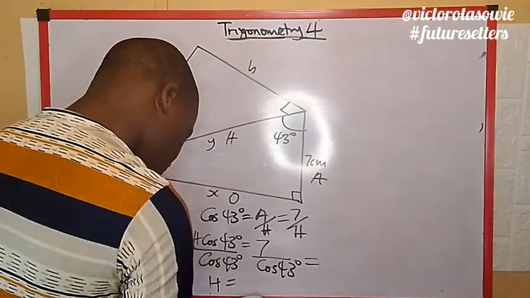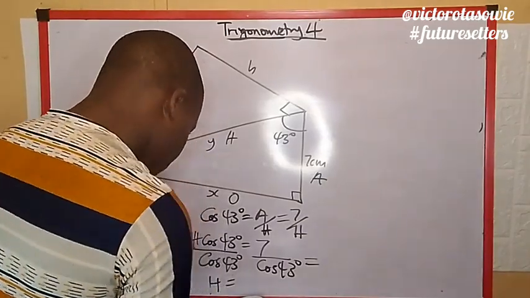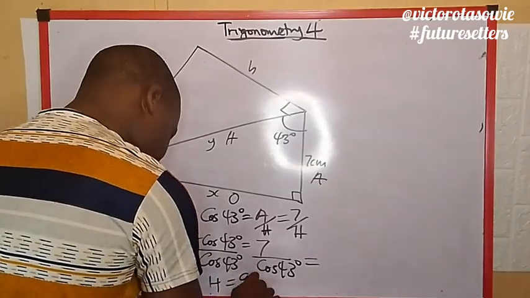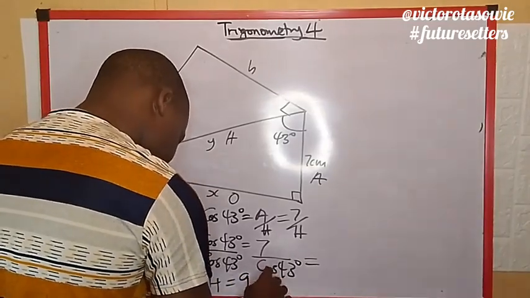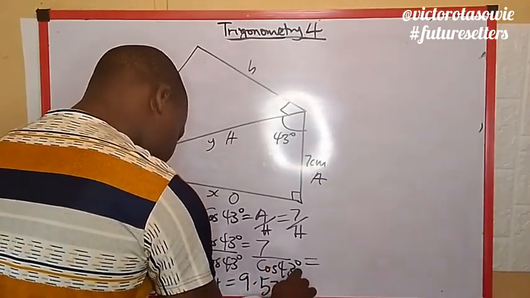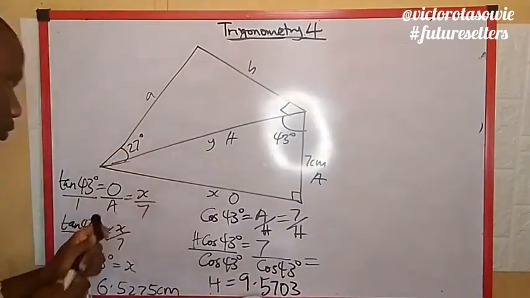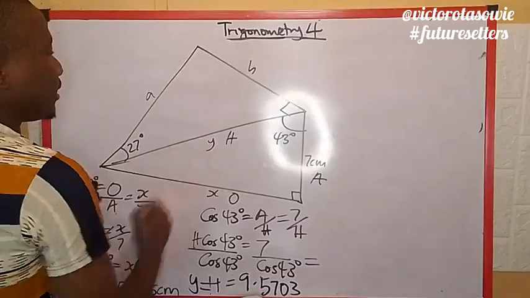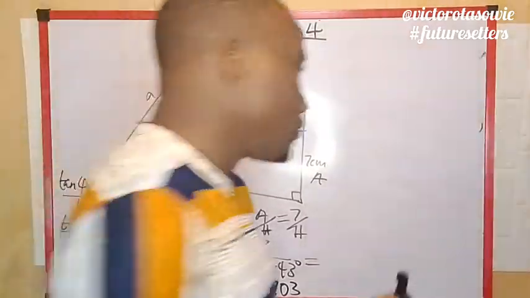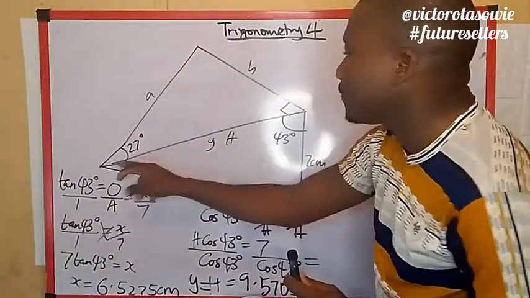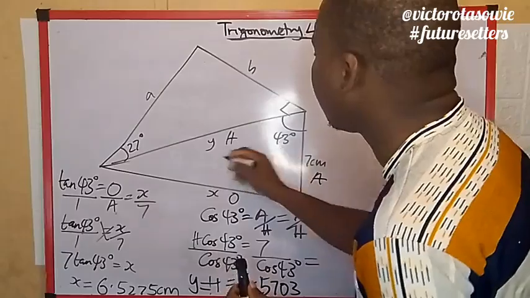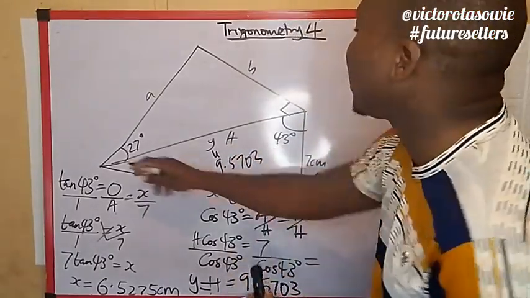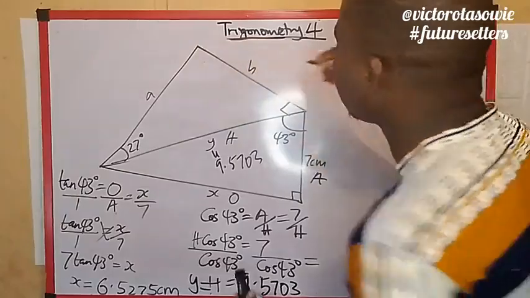We'll get our answer to be, which is y. y will be giving us 9.5702. So that's how we'll be able to get y. So if we've been able to get y now, what do you observe? We'll be able to get y we have here. So if we are able to get y to be 9.5703, we can get the value of a and b.